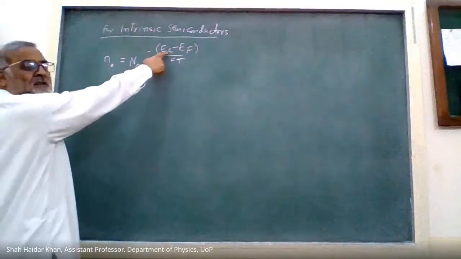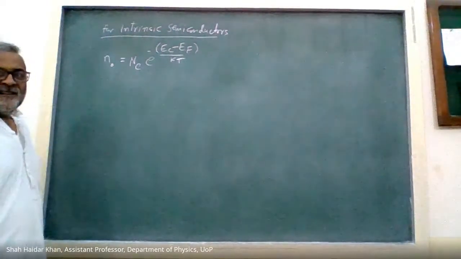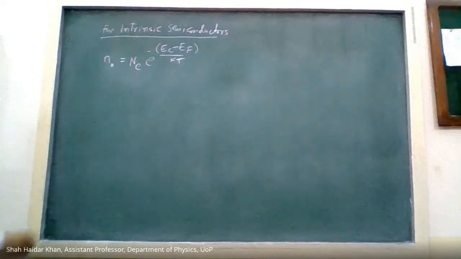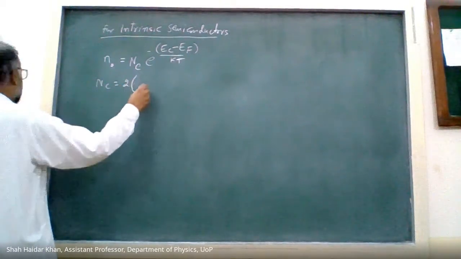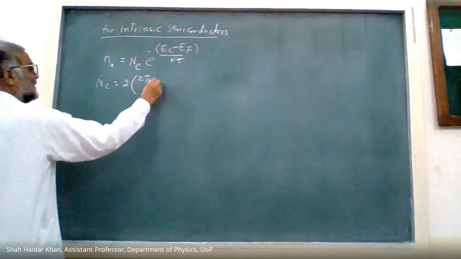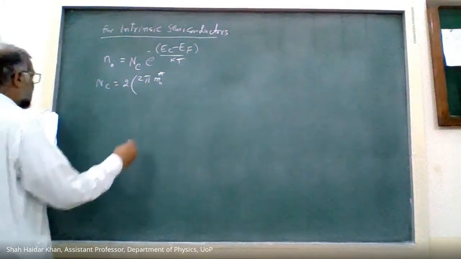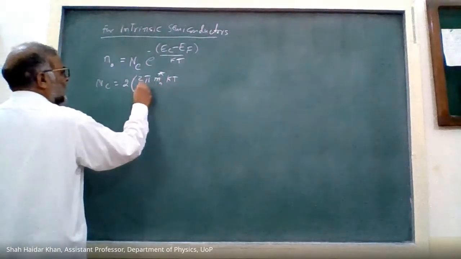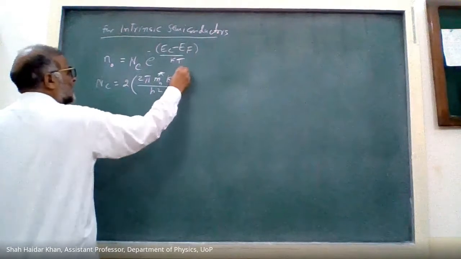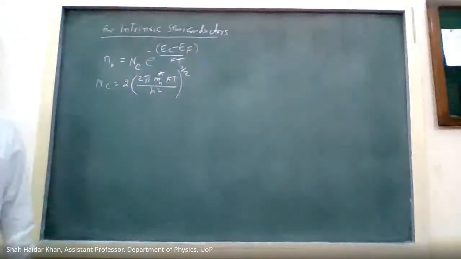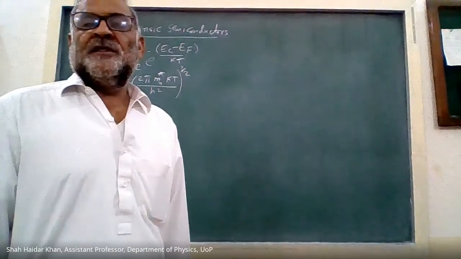Ec is the conduction band bottom energy and Ef is the Fermi energy. What was Nc? Nc was equal to 2 times (2 pi Mn star kT over h squared) to the power 3 by 2, where Mn star is the effective mass of electrons. That was the effective density of states.